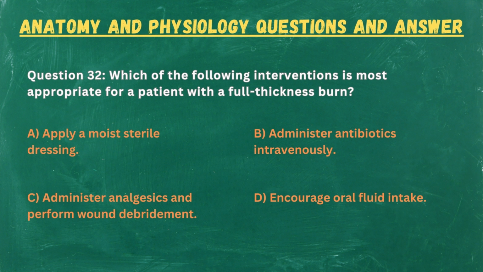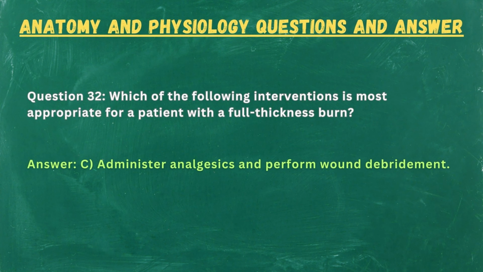Question 32. Which of the following interventions is most appropriate for a patient with a full-thickness burn? A. Apply a moist sterile dressing. B. Administer antibiotics intravenously. C. Administer analgesics and perform wound debridement. D. Encourage oral fluid intake. Answer C. Administer analgesics and perform wound debridement.